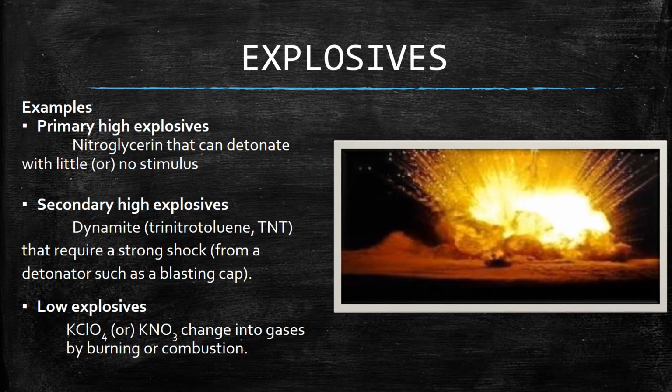Dynamite is an example of a secondary high explosive. The chemical composition of dynamite is trinitrotoluene, which requires a strong shock to initiate an explosion. Potassium chlorate or potassium nitrate are in the category of low explosives, which will change into gases by burning or combustion.